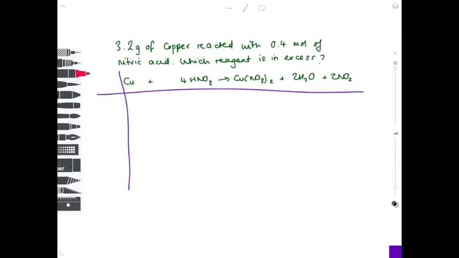3.2 grams of copper reacted with 0.4 moles of nitric acid. Which reagent is in excess? Don't worry too much about this. We're going to use the same method as always, which is the table format. So we're going to write mass, MR, and moles down the left-hand side. And remember our triangle, which I'll put here, which is mass at the top, number of moles, and MR.